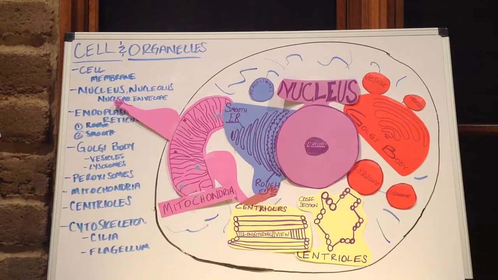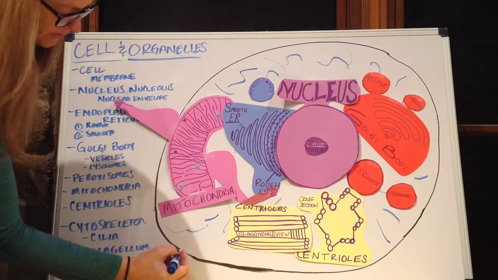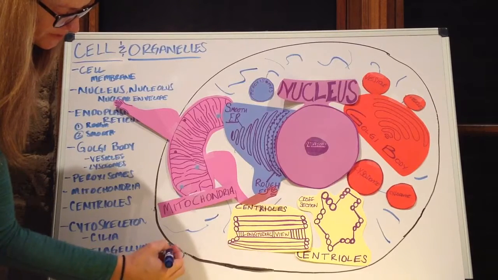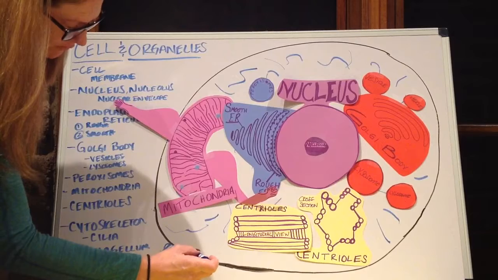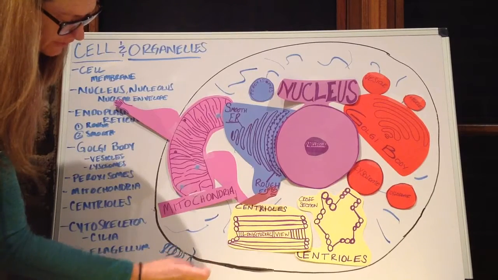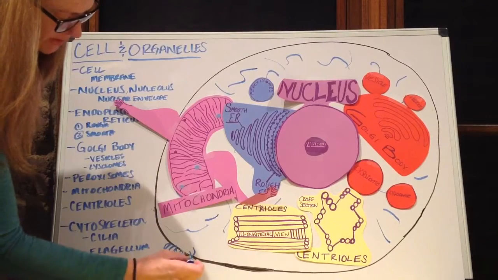Next we have cilia, which are hair-like structures. They sort of protect and filter. The flagellum are tail-like structures, and there will be fewer flagellum than the cilia.